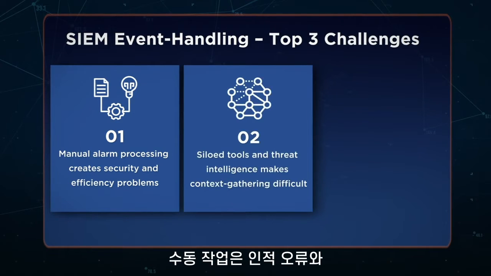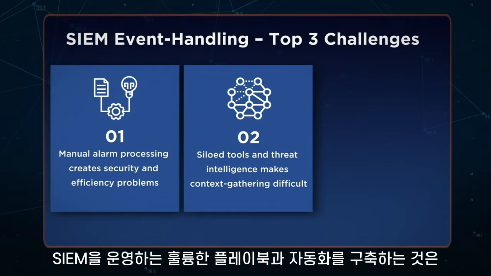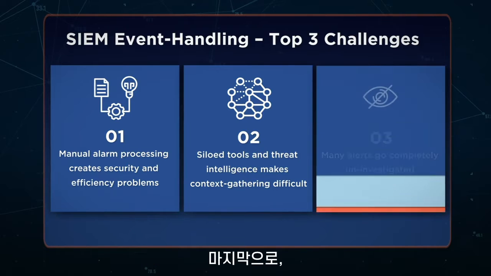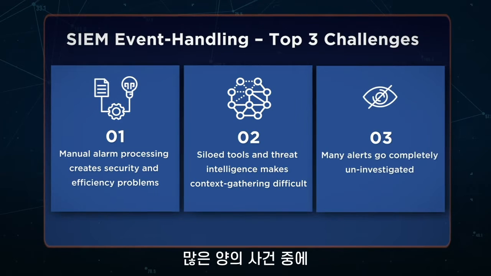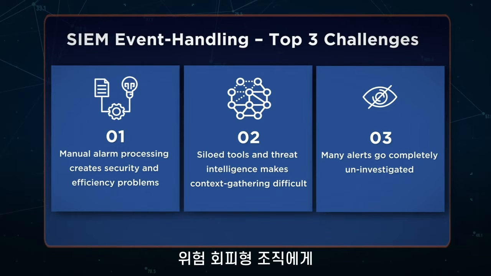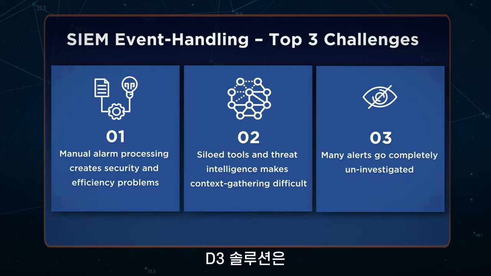Manual processing can also bring in human error and analyst burnout, which can result in poor decision making. Without great playbooks and automation, operating a SIEM can be a grind, and nobody wants that. Lastly, due to the sheer volume of events, the vast majority go uninvestigated. For a risk-averse organization, this should be a red flag. So many security incidents and breaches begin with mundane events that were simply missed or ignored.